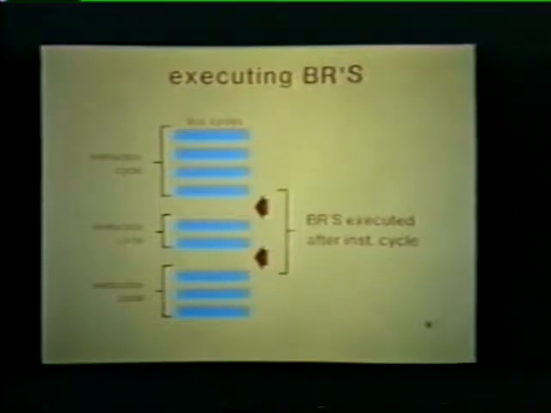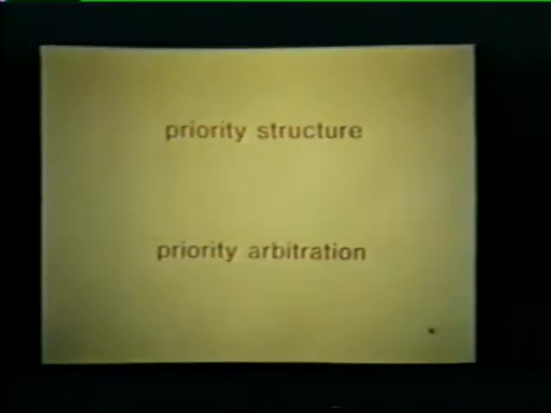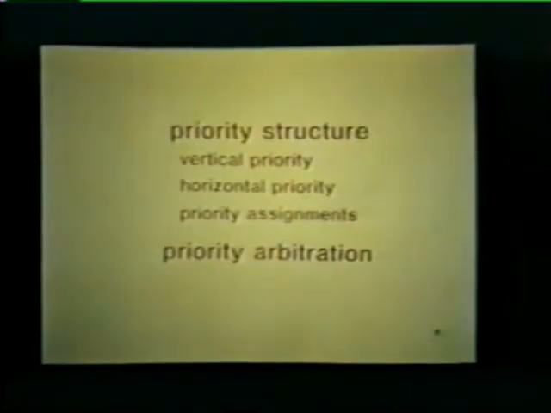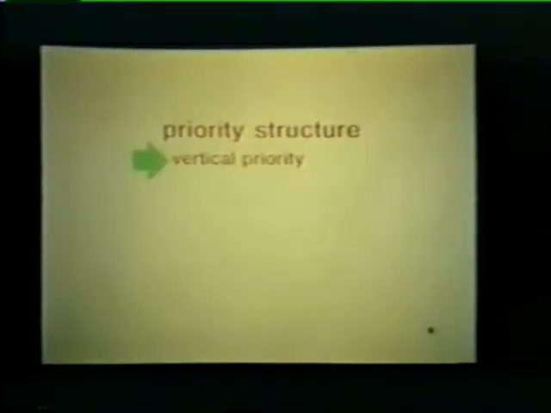Now that we have reviewed some basic concepts, let's see what will be covered in this study unit. This study unit is divided into 2 major sections: priority structure and priority arbitration. The first section, priority structure, is further divided into 3 main topics: vertical priority, horizontal priority, and priority assignments. Let's start out by looking at the vertical priority levels used in PDP-11 systems.